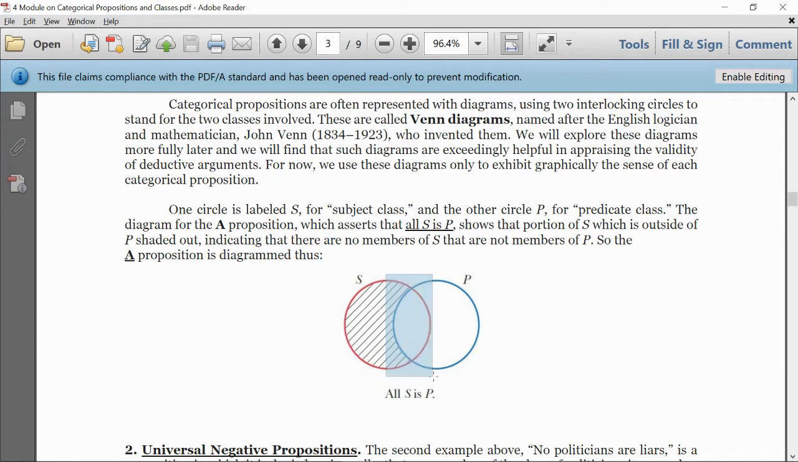So in knowing the relation between the class of S and class of P, or the subject term and the predicate term, you have to look at the middle of the interlocking circles. When it is not shaded, it means that the class of S is contained in the class of P.